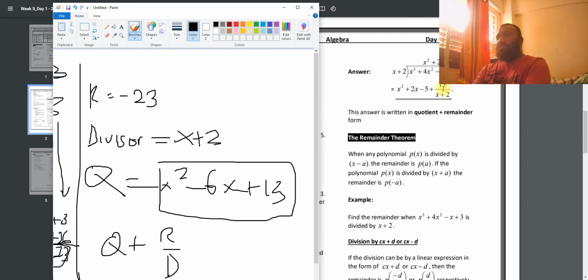Okay, so this is called the quotient plus remainder form here. There you go. This is the quotient plus remainder form. Please make sure you take note of that.